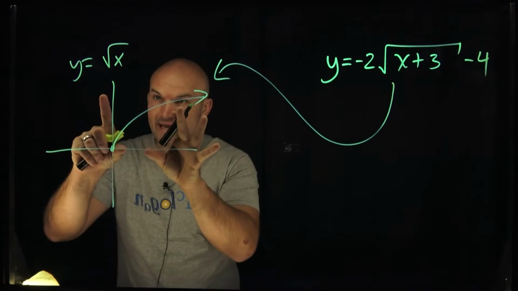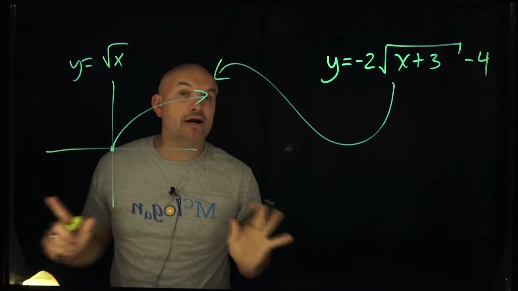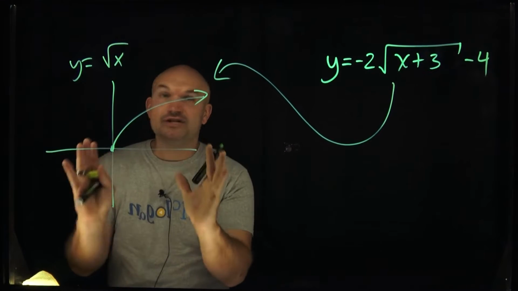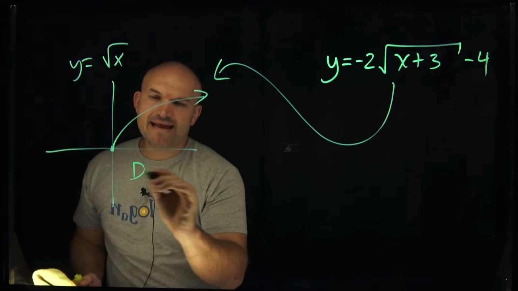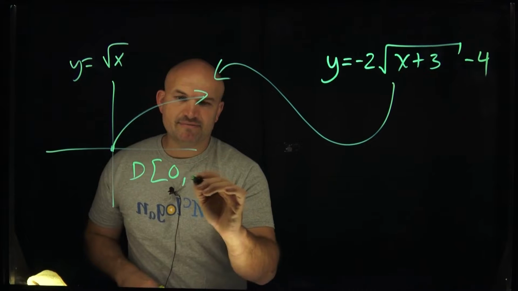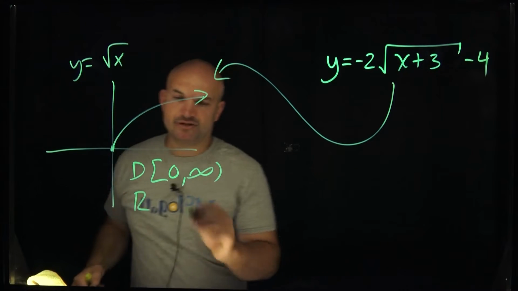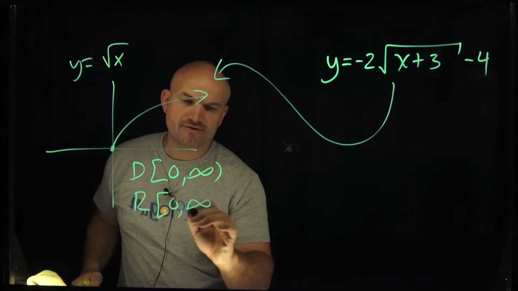So we have this initial function, right? There's no transformations going on. That's why we call this the parent graph. It's basically the initial form of our function. But the domain here is going to be the set of all x values, which is going to be all positive x values. So that's going to be from 0 to infinity. The range is going to be a set of all y values that make up this graph, and that's going to be from 0 to infinity, right?